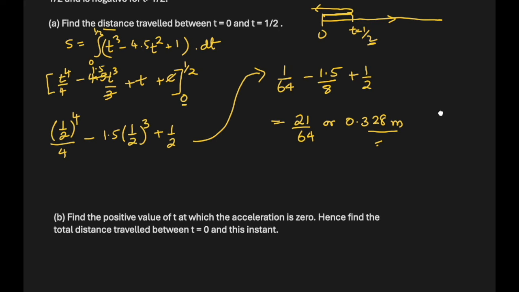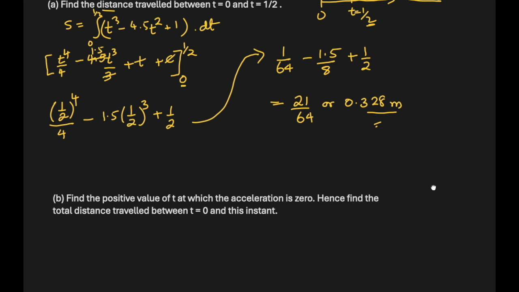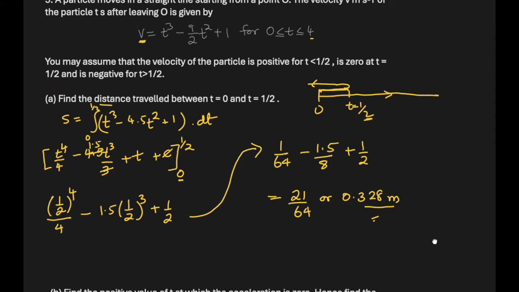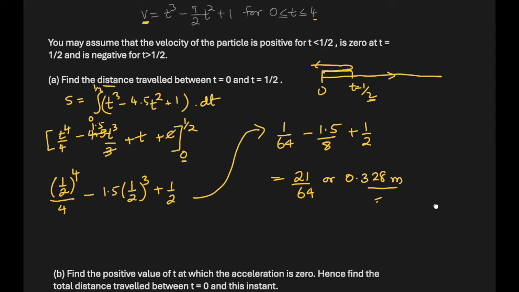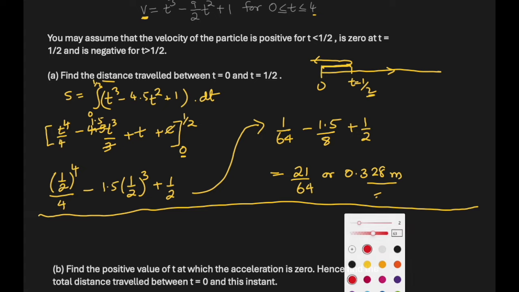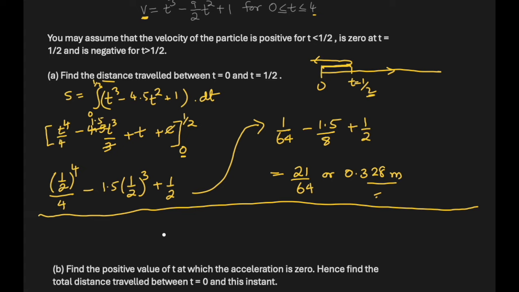Find the positive value of t at which the acceleration is 0. So acceleration, how can I find acceleration from velocity equation? I can differentiate it. So let me differentiate. So let's do it here. So dv over dt will be the acceleration. It has to be equal to 0.